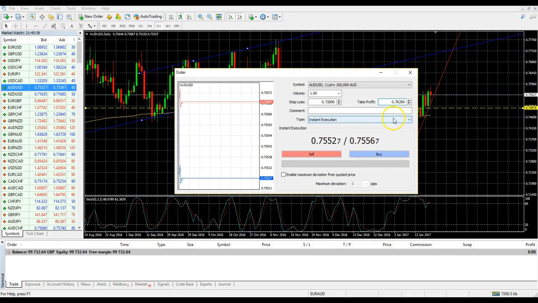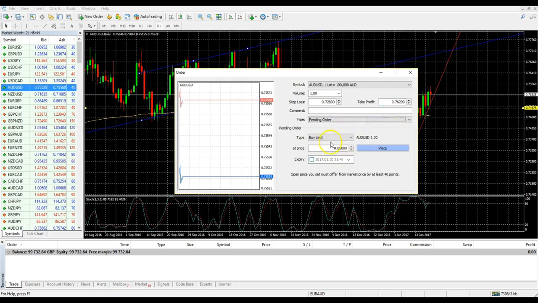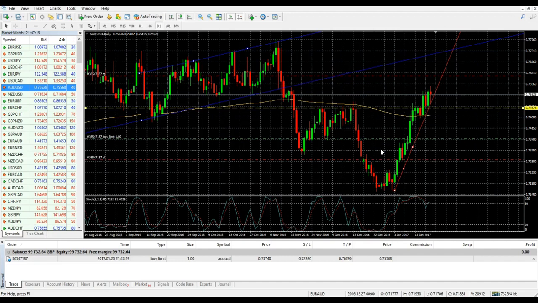now the type of execution we'll be doing is a pending order, and the price we'll be trading at was the entry, which was 0.7374. Once we're ready with that, we simply click place trade, and you will see dashed lines. The green is going to be our entry, and you can see the buy limit, the stop loss SL, and the take profit red line here as well.